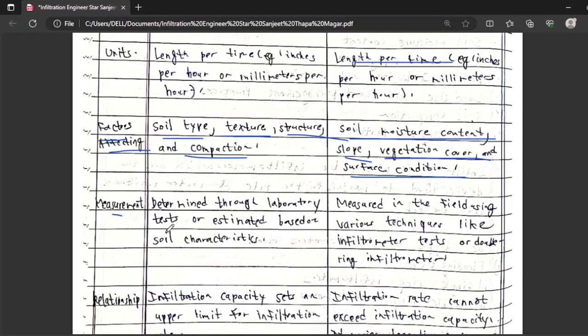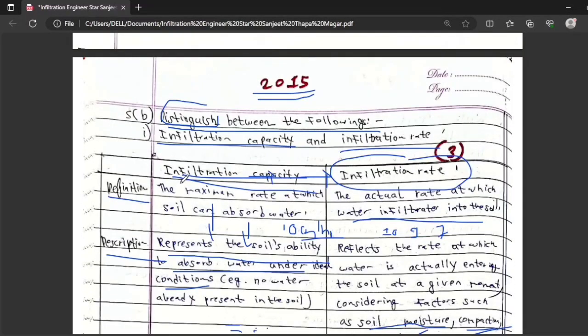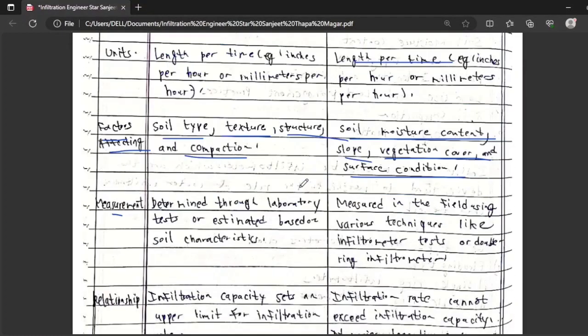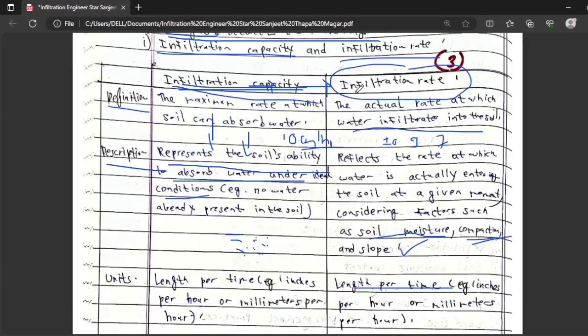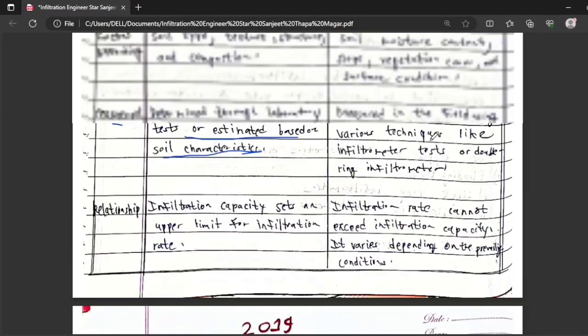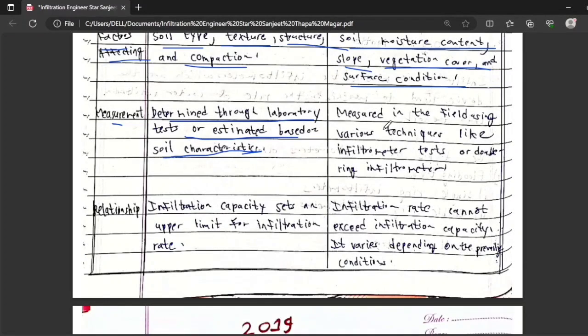Next, in measurement, how to measure infiltration capacity. It is determined through laboratory test or estimated based on soil characteristics. Based on the soil characteristics and lab test, we can measure this, and this infiltration rate is measured in the field using various techniques like infiltrometer test or double ring infiltrometer. This is measured in laboratory and this is measured in field.